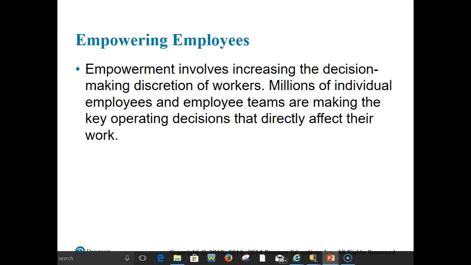So next is developing empower employees, okay? And that entails increasing the decision-making discretion of workers. Millions of individual employees and employee teams are making the key operating decisions that directly affect their work.